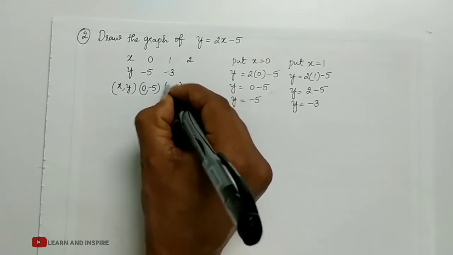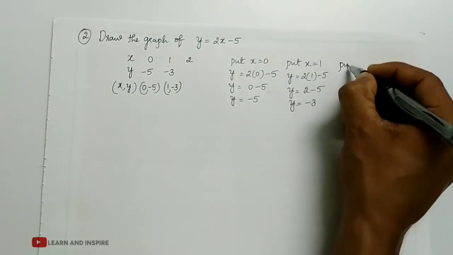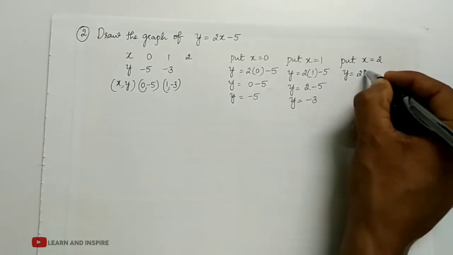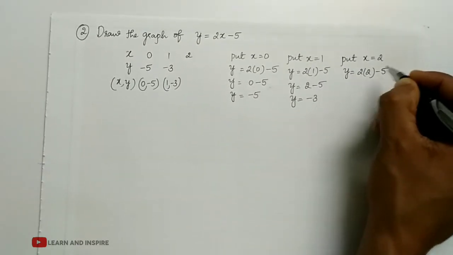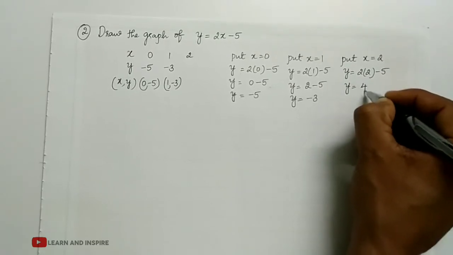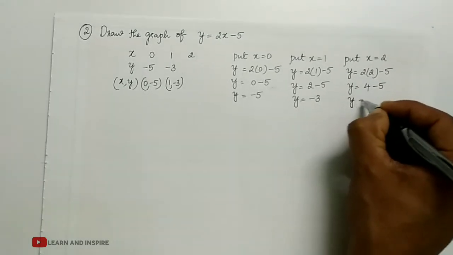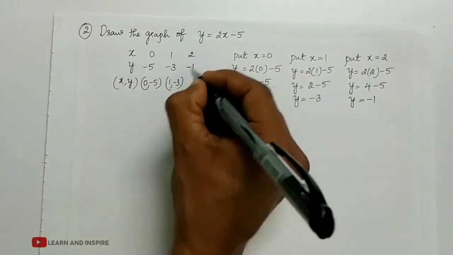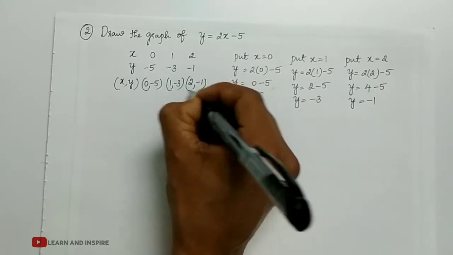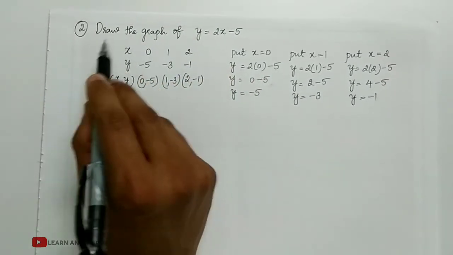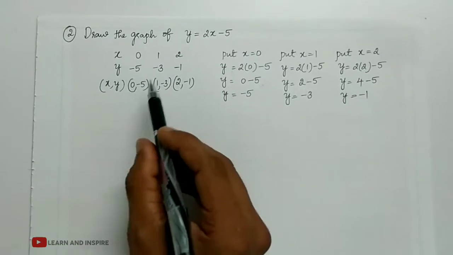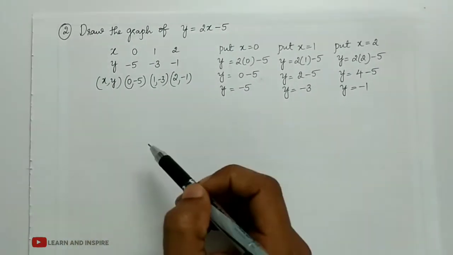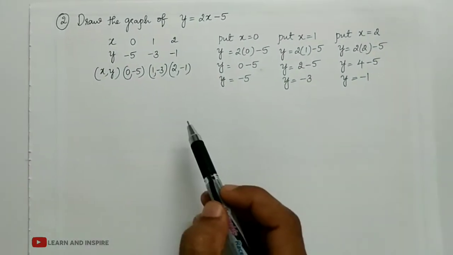1 comma minus 3. Now I substitute x equals 2. Then y equals 2 into 2 minus 5. Then we get y equals 2 2s are 4, minus 5. So y equals minus 1. The value of y is minus 1. Coordinate points are 2 comma minus 1. If you want, you can take the values of minus 1, minus 2 as you wish. Okay, so here are the coordinate points. From this we can represent them in the graph by using these coordinate points.